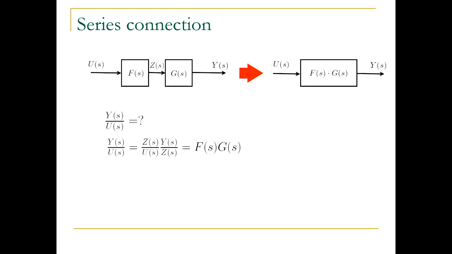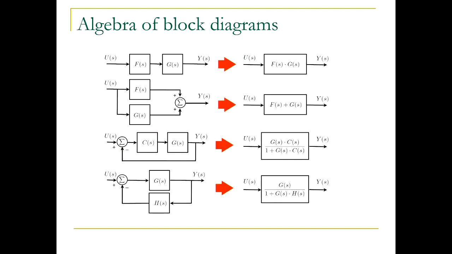Okay. So let's look at the first row. What we want to show is that the transfer function of the series connection is really the product of the transfer functions of the individual subsystems. How do we do that? Well, we always need to look at the definition of the transfer function. The definition of the transfer function is y of s divided by u of s. That's the definition.